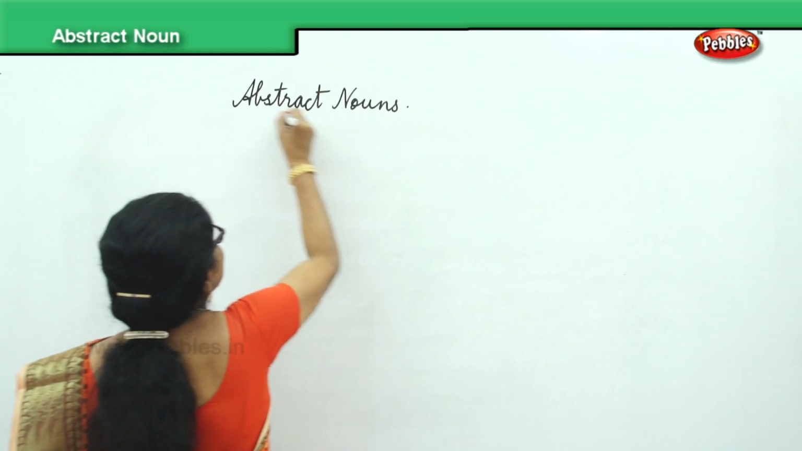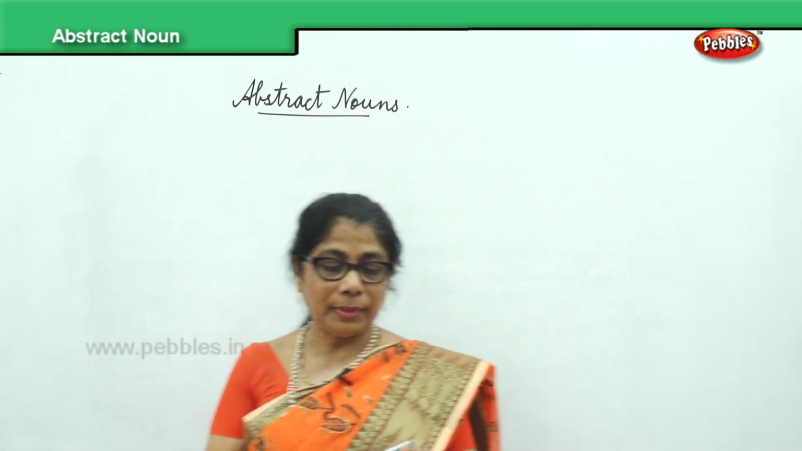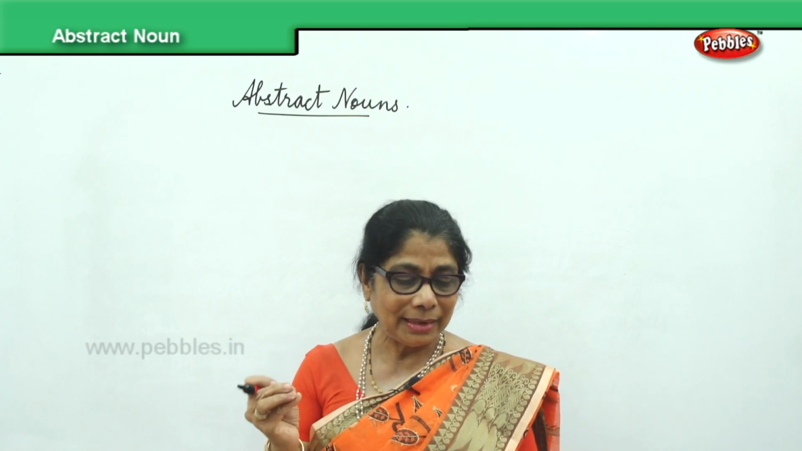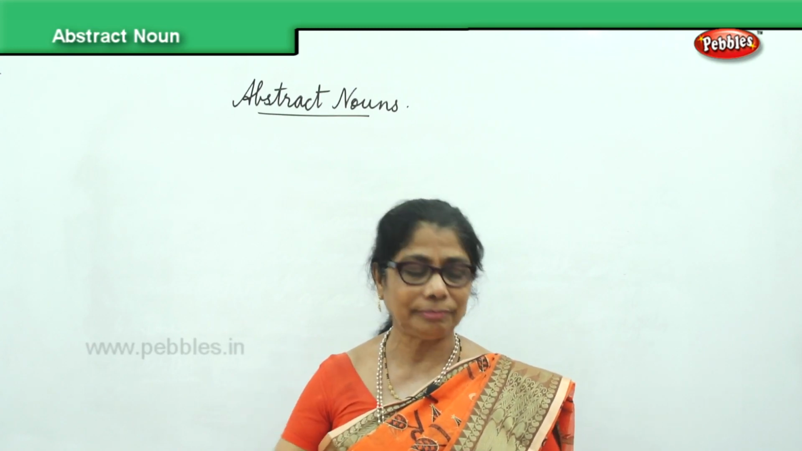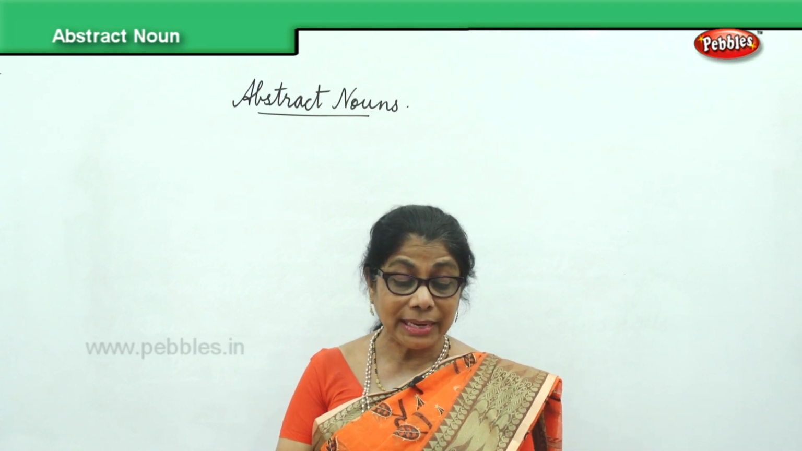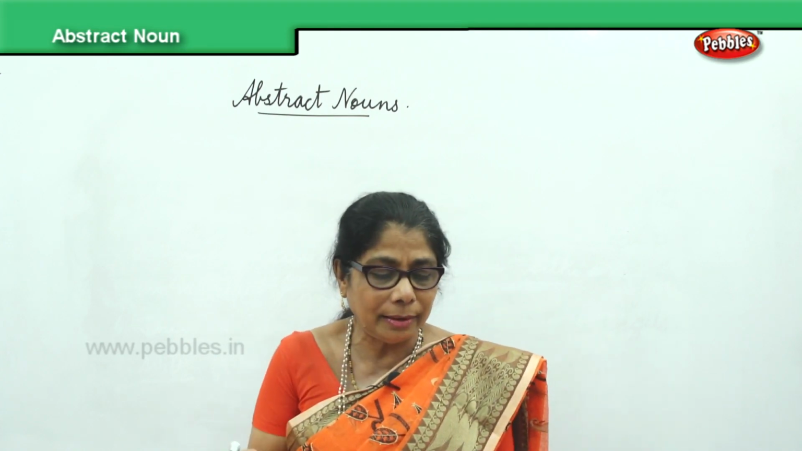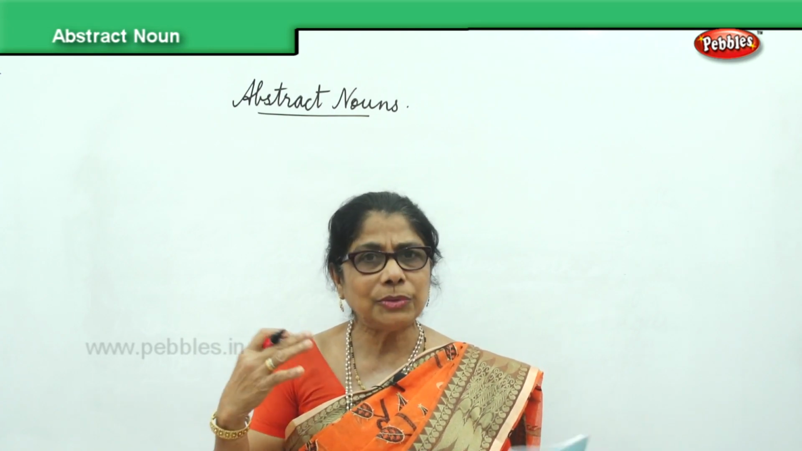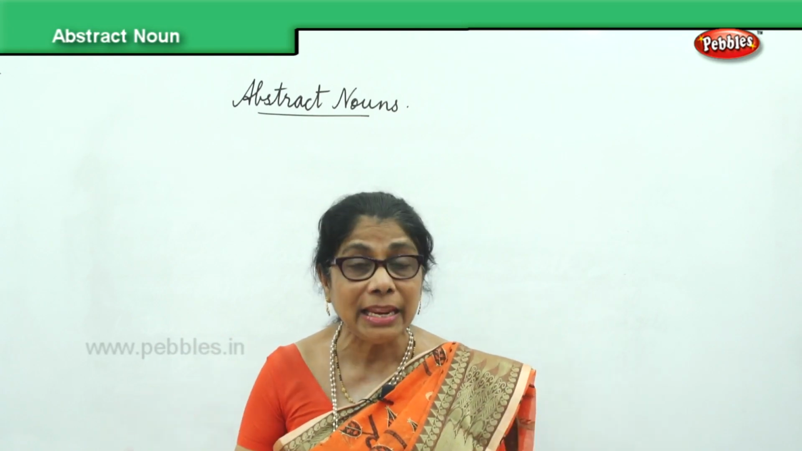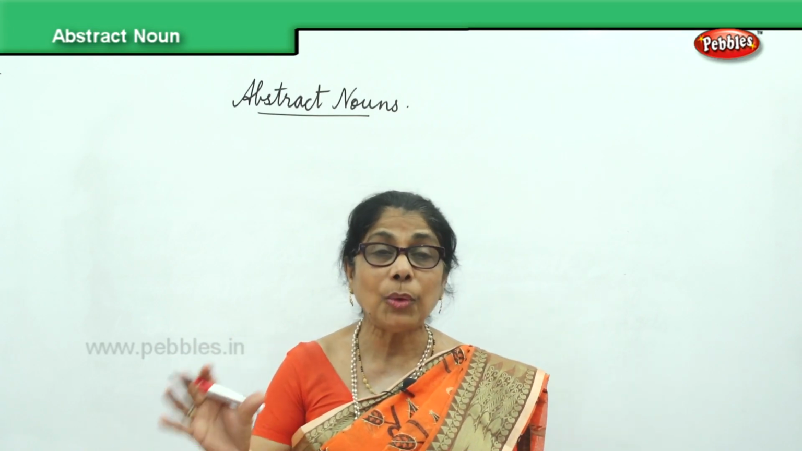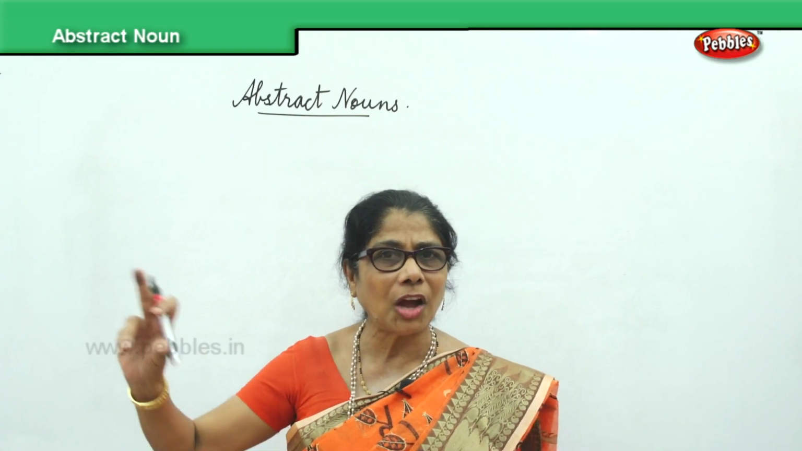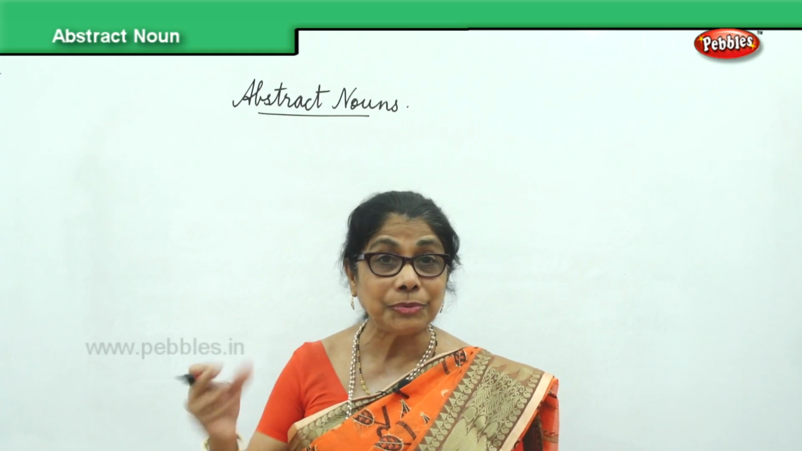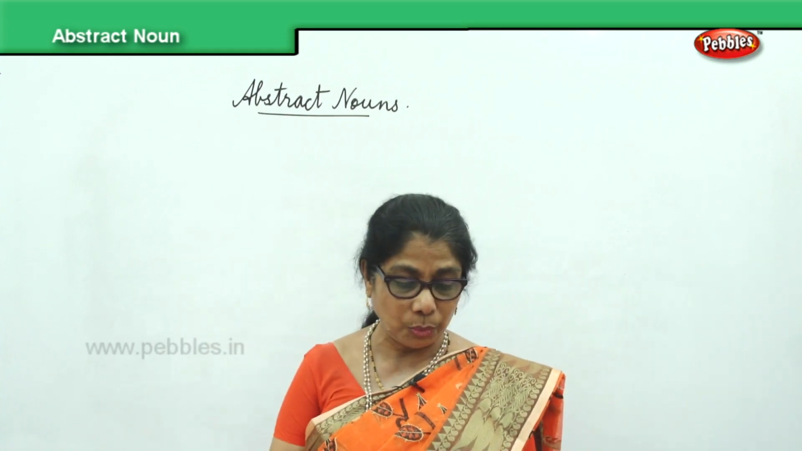Now what are these abstract nouns? An abstract noun is the name of a quality, state or action. It refers to things that we can only feel or we can speak about. So that's why we say abstract. We can only feel, we can speak about it, but you actually cannot see. Not like the common, proper, collective, material. Here is something abstract. That's why we call it abstract nouns.